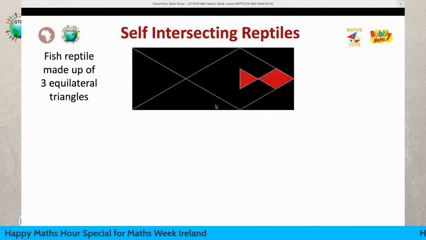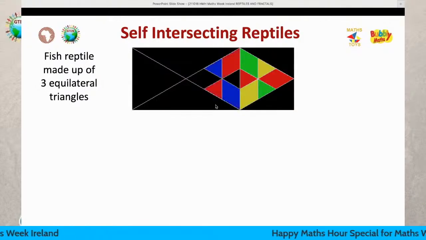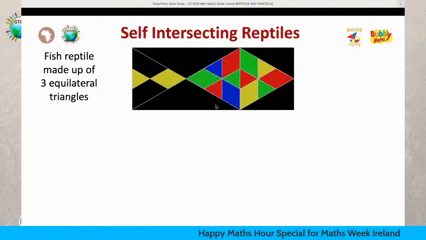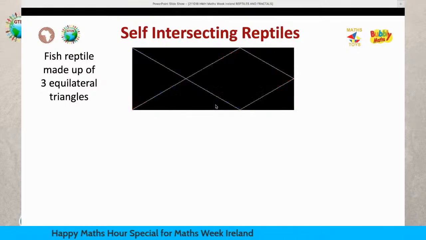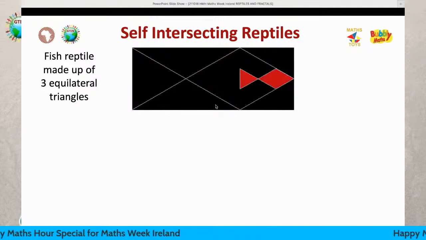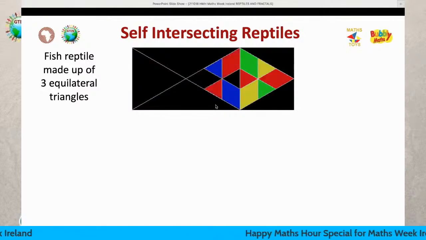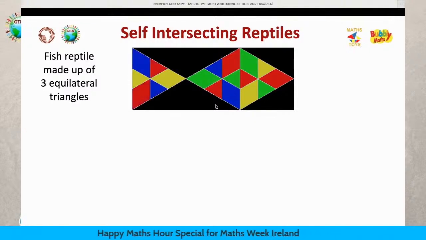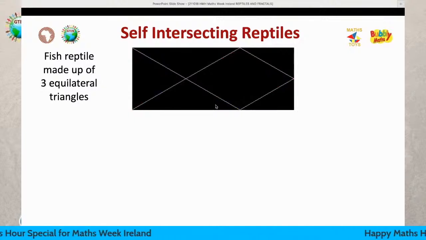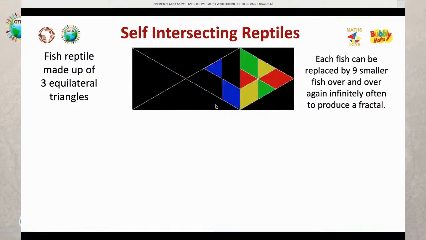Now, here's the symmetrical fish, okay? You can see how nine copies of the fish fit into the bigger fish. And each one is made of three equilateral triangles. And does this also come from that same wiki? Yes. I'm just going to put that link back on again. So if you want to see any of these animations, these are coming from here. I'll give you the link again on that one.